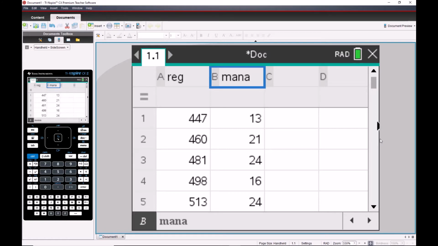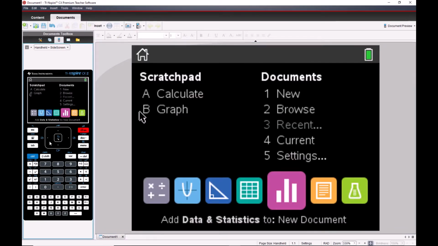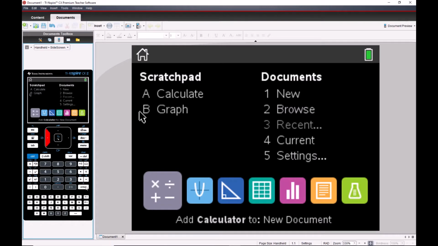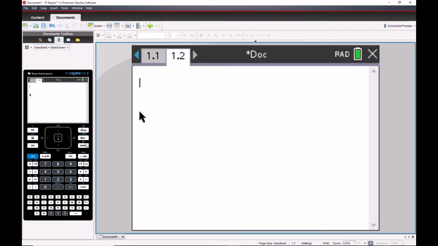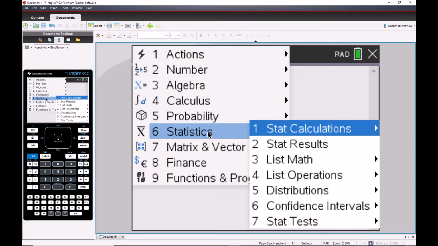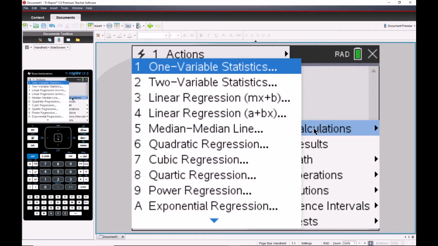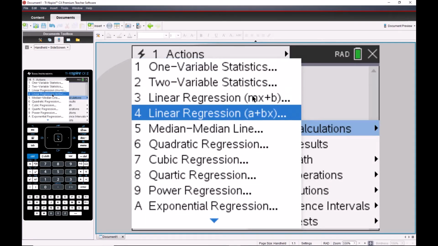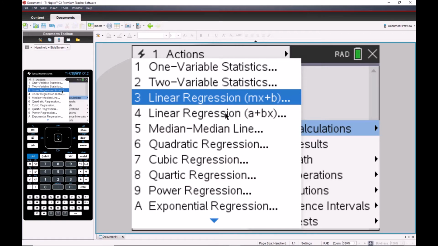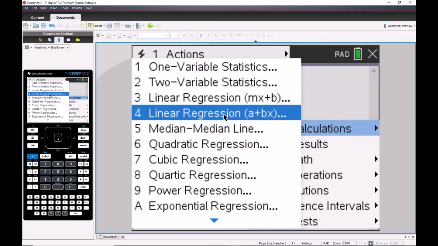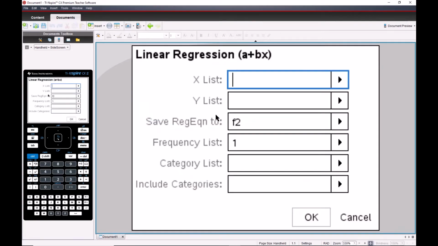All right, so I think the best thing to do with answering questions like what we have in the notes is to just go ahead and just run everything, basically. So go ahead and go to your home screen and scoot over to a calculator page, and let's just go ahead and run the linear regression. So it's under Menu and Statistics, Stat Calc. And remember that you've got two of these regressions. This is what you would do in Algebra 1, mx plus b. We're way beyond that, so we're going to do a plus bx linear regression.